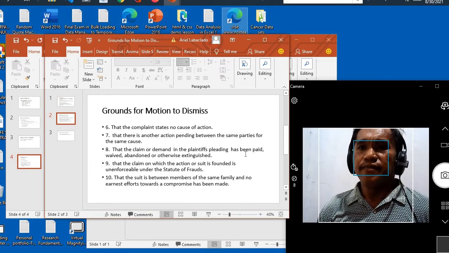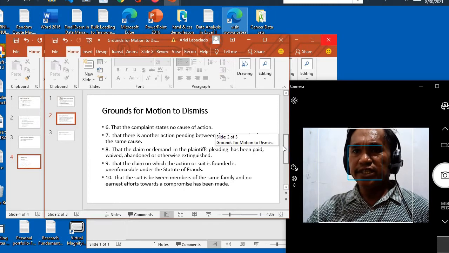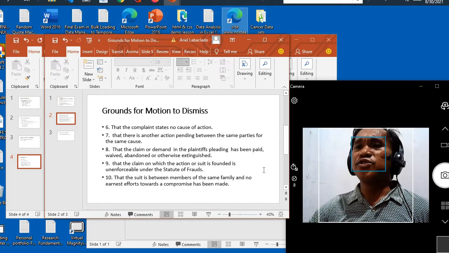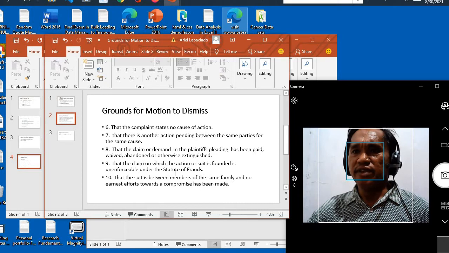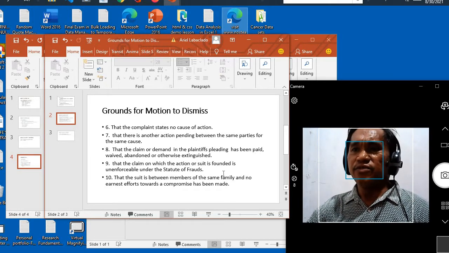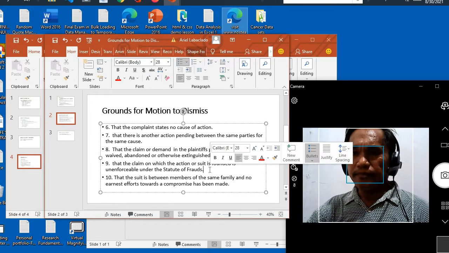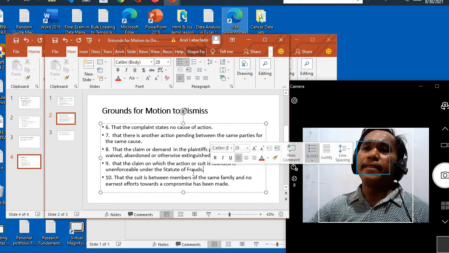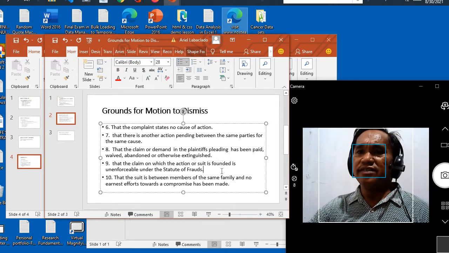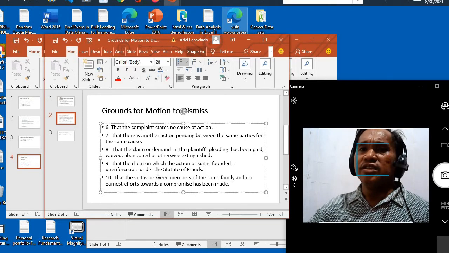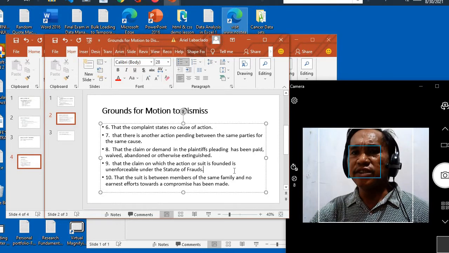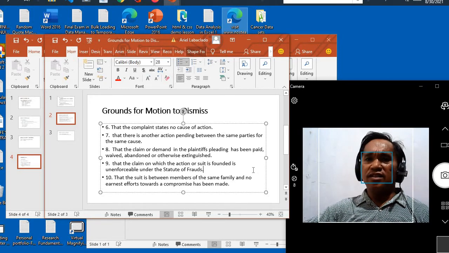And then another is that the claim on which the action or suit is founded is unenforceable under the statute of frauds. So we have here the statute of frauds, which we will tackle in our civil law. We have a statute of limitations, a statute of frauds. So here, the claim on which the action or suit is founded is unenforceable under the statute of frauds. So that is the 9th ground for dismissal.